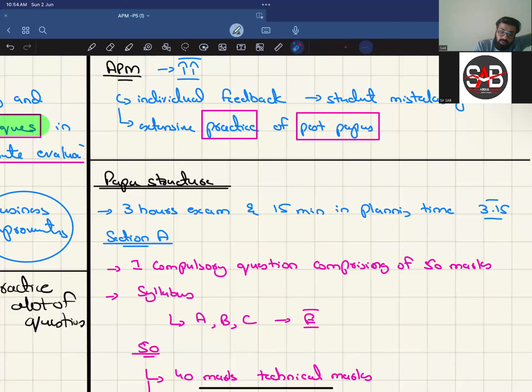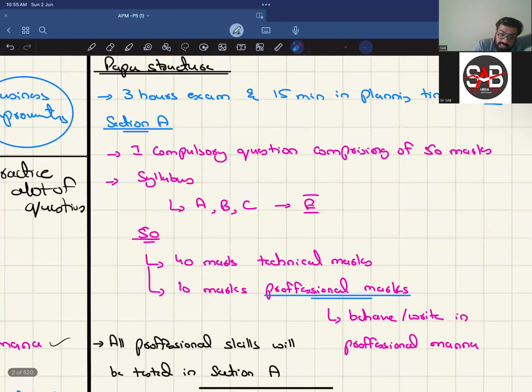So what's the structure? The paper structure is simple. It's a 3 hour exam, with 15 minutes of planning time, so 3.15 hours in total. There are two sections. Section A is one compulsory question comprising 50 marks. That's compulsory, you have to attempt it. Without attempting it, you're going to fail.